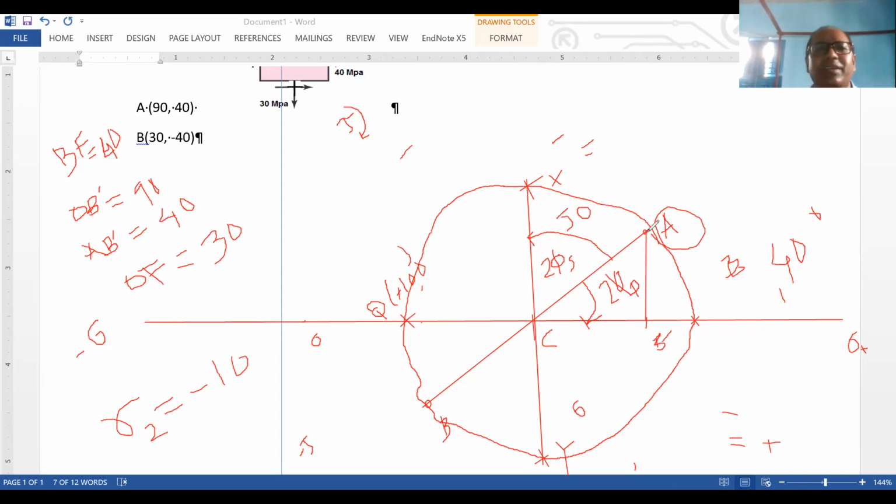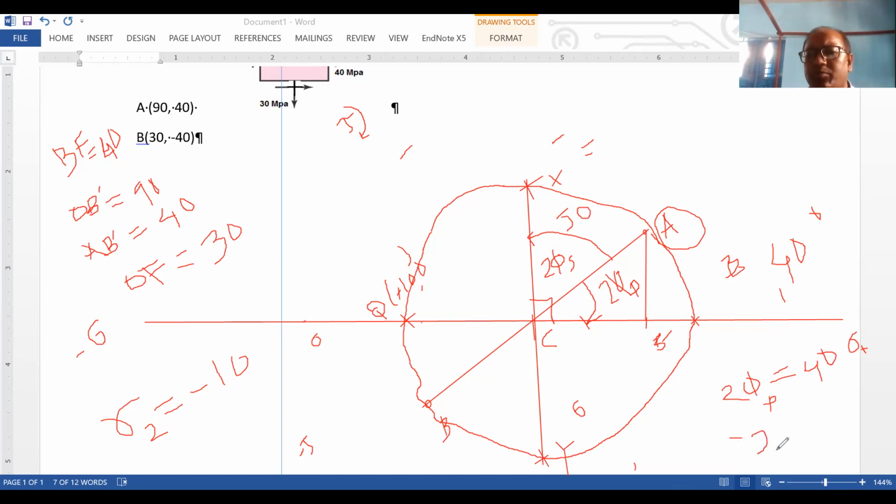Did you get it? Because this angle from here to here is always 90, right? So we got 2 phi p, just for example, after your calculation, 2 phi p you got 40.